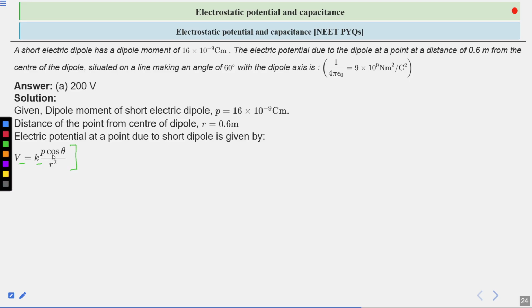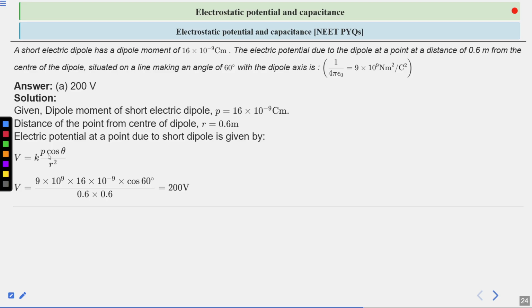Here P is the dipole moment, theta is the angle between the dipole axis and the line joining that point with the center of the dipole, and R is the distance of that point from the center of the dipole. After substituting the values, P cos theta with theta 60 degree, the constant K which is 9 into 10 to the power 9, P which is 16 into 10 to the power minus 9, and R square which is 0.6 into 0.6, and solving, we will get 200 volt.